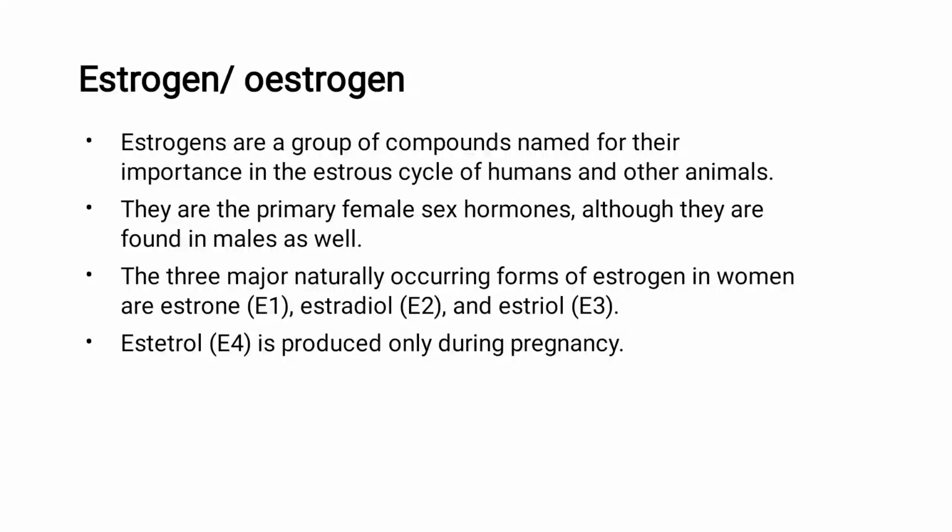The estrogens are a group of compounds named for their importance in the estrous cycle of humans and other animals. Estrogens are the primary female sex hormones, although they are also found in males. The three major naturally occurring forms of estrogen in humans are estrone, called E1, estradiol, E2, and estriol, E3. Estetrol, E4, is produced only during pregnancy.